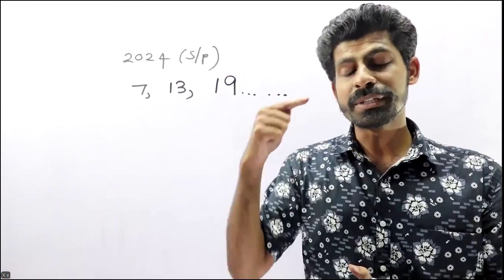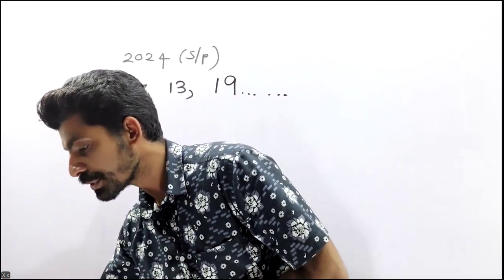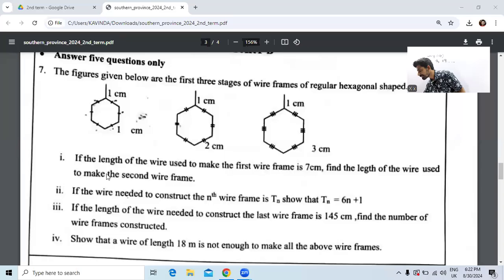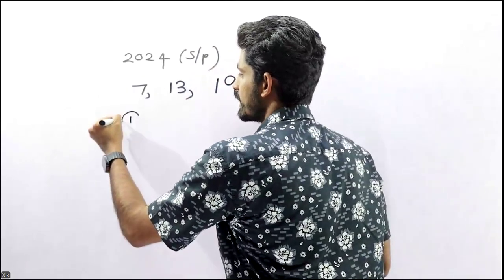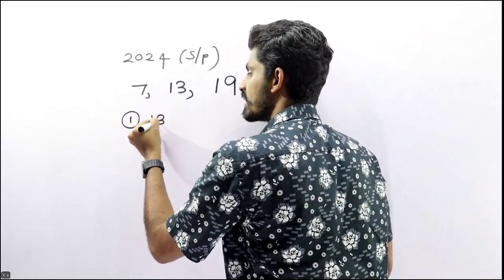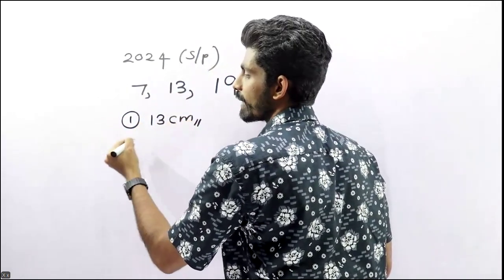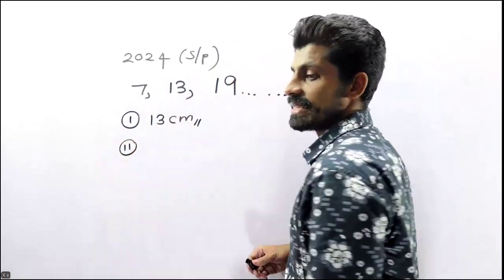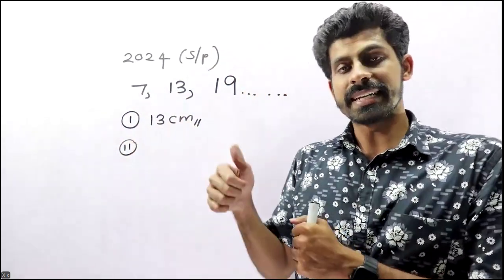Let's quickly move to the questions. If the length of the wire used to make the first wire frame is 7 centimeters, find the length of the wire used to make the second wire frame. What is the answer for the first question? 13 centimeters required for the second wire frame.